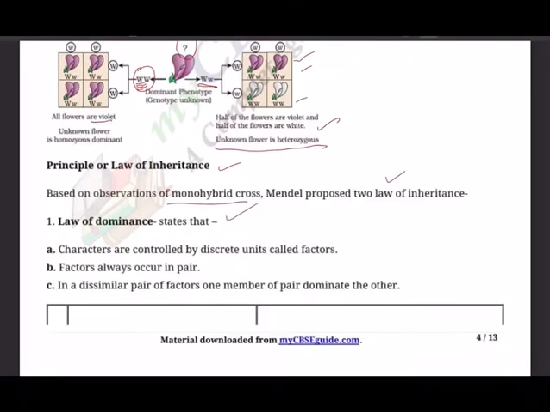So law of dominance states that characters are controlled by discrete units called factors. Of course now we call them genes. Factors always occur in pairs like capital T, capital T. In a dissimilar pair of factors, one member of the pair dominates the other. Like we said, capital T, small t. Capital T is dominating over the small t. This is what he said.